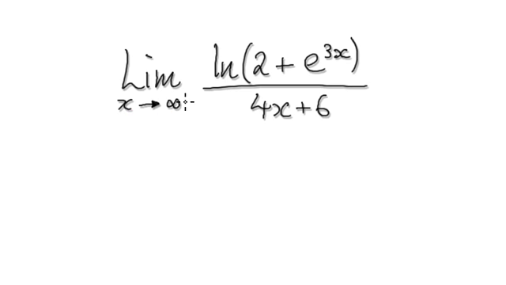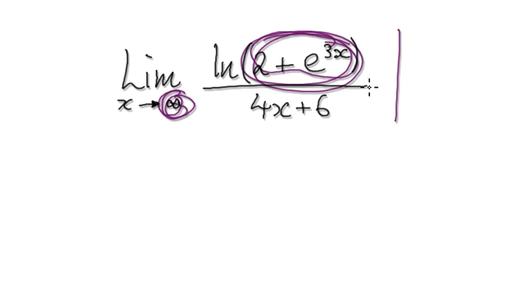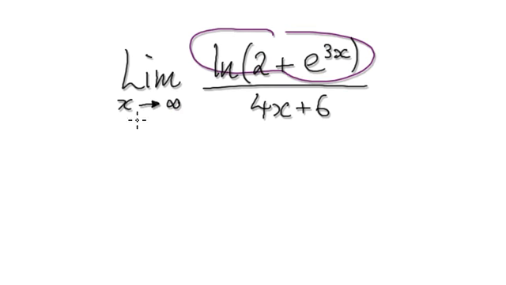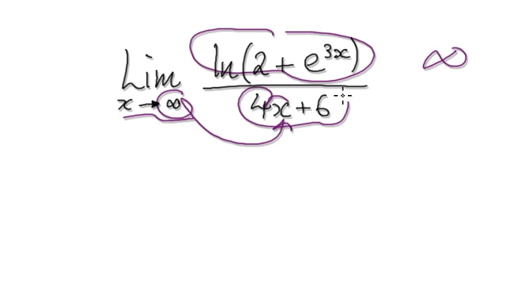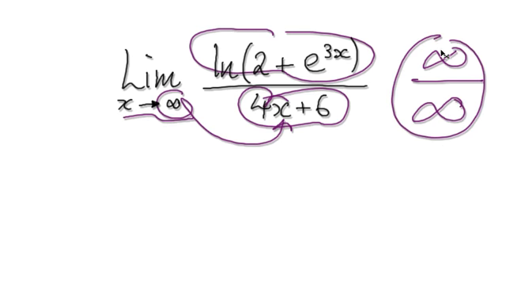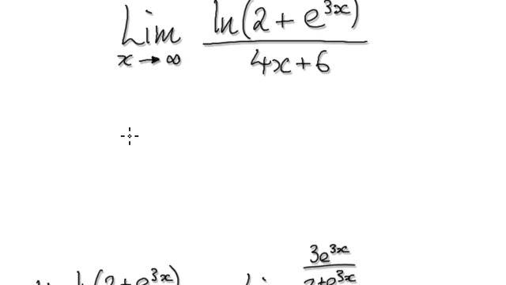Okay, so to do this, first check as x tends towards infinity. This whole thing here is going to be very big. So natural log looks like this. It's heading towards positive infinity. So as x tends towards infinity, this thing here is going to head towards infinity. And then if you look at this thing here, it will also head towards infinity. So here you've got infinity over infinity. So you can apply L'Hopital's rule.